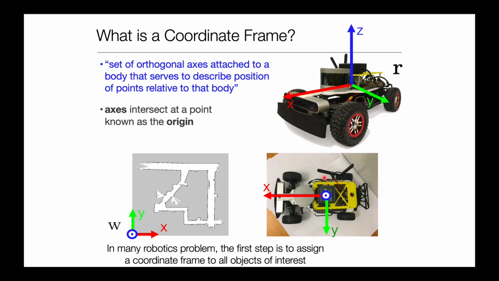And here you see a top-down view of what this exact frame looks like, with the X pointing in the front of the car, Y pointing towards the left of the car, and Z coming out upwards towards you from the top of the car. Right. So in many robotic systems, the first step is always to figure out and assign some coordinate frames to make sense of the position of the robot.